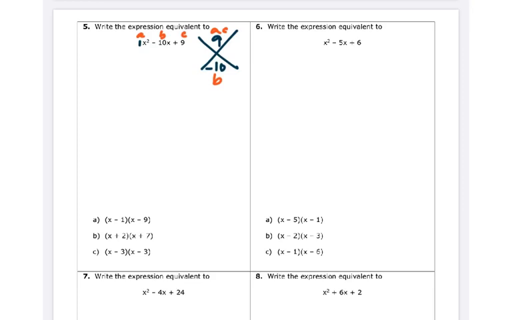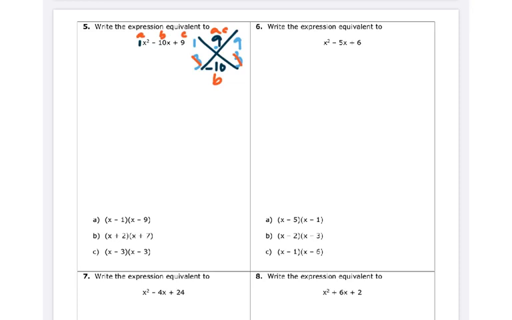I'm going to list all of my factors of 9. 1 times 9, 3 times 3. Those are the numbers that would multiply to make a 9. Which one of these could possibly make a 10? Well, 3 and 3 are never going to add or subtract to make the number 10. But 1 and 9 would work.